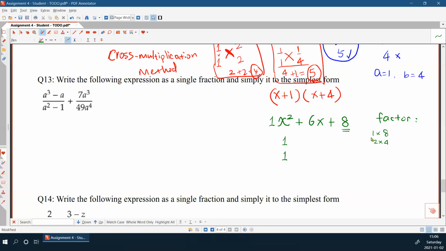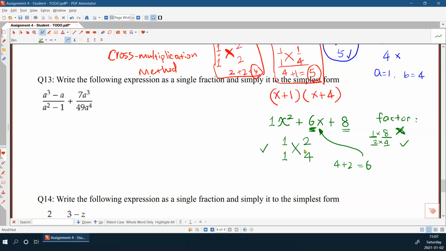It should be noted that we want the sum of these two numbers to be the number here. So for 1 times 8, 1 plus 8 is 9, so we cannot choose these two numbers. For 2 by 4, 2 plus 4 is 6, which is equal to the number here. So we can choose 2, 4 here. Then we do the cross multiplication. 1 times 4 is 4. 1 times 2 is 2. 4 plus 2 is 6, which is equal to the coefficient here. So this option is correct.